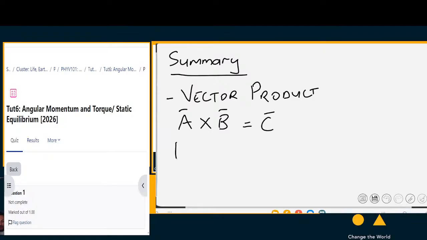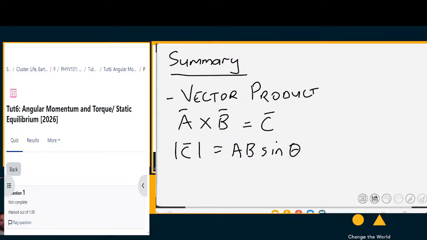Now, the magnitude of vector C is equal to the product of A times B times the sine of theta, where theta is the angle between vectors A and B. Okay, and that will give you the magnitude of vector C. But that is not done. Since this is a vector product, C is also a vector.